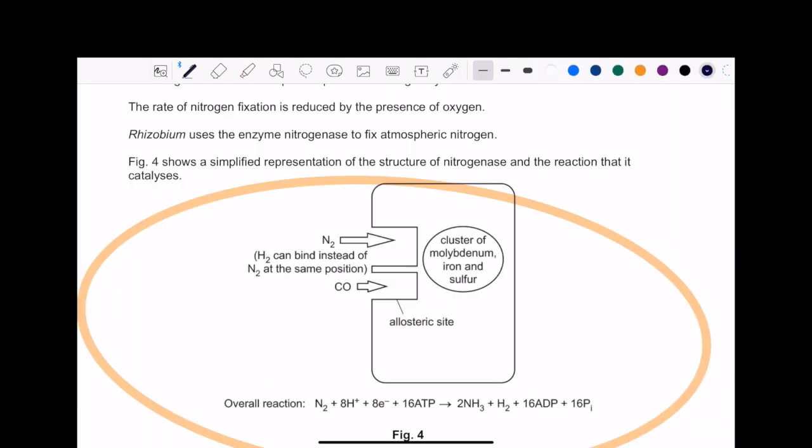What is going on? We can see that carbon monoxide, CO, is binding to the allosteric site. Now from your revision, you should know that allosteric site basically means a non-competitive inhibitor. We can also see a cluster of those elements. Now if we have elements in like a circle represented, then that means it's a prosthetic group. We can also see that hydrogen can bind instead of nitrogen. That refers to a competitive inhibitor because they're competing for the same position of the active site.